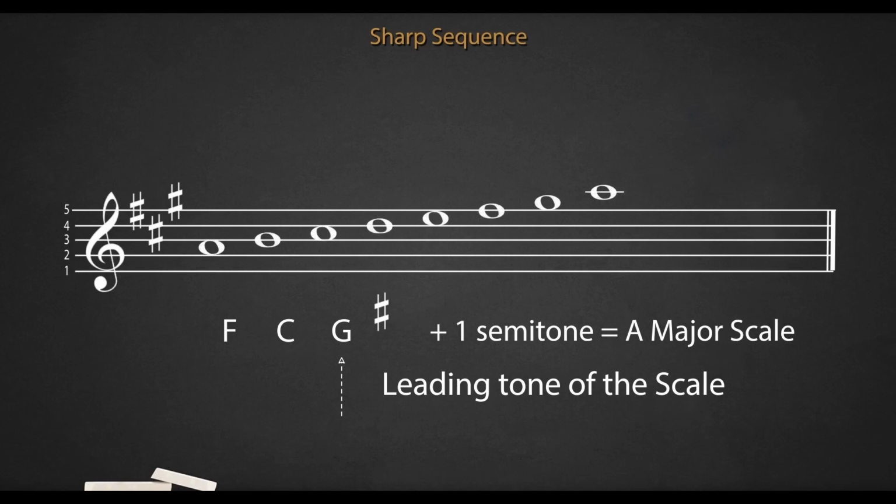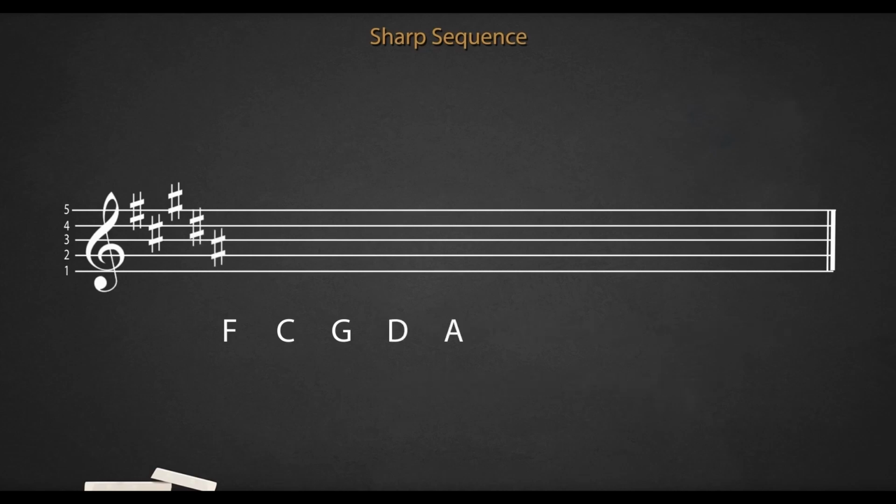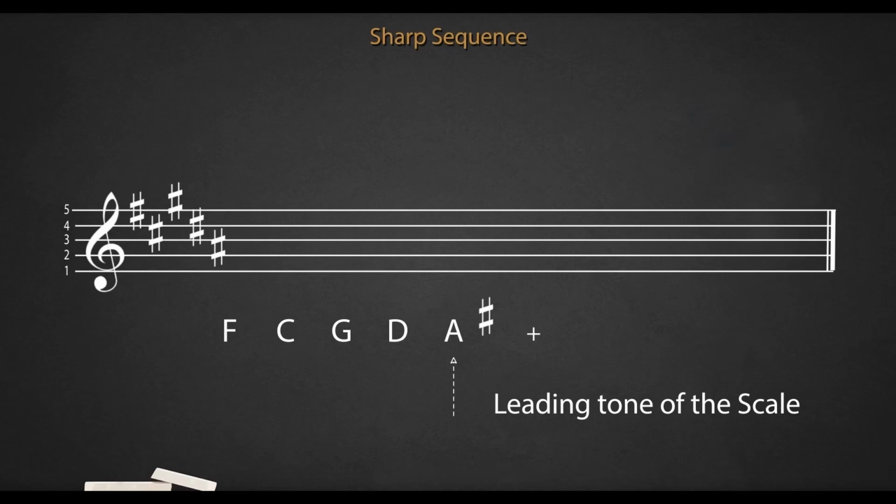Let's look at another example. 5 sharps. Which are they? F, C, G, D, and A sharp. The last of the series, A sharp, is the leading tone of the scale. It is a semitone from our target. A sharp plus 1 semitone equals B major scale.